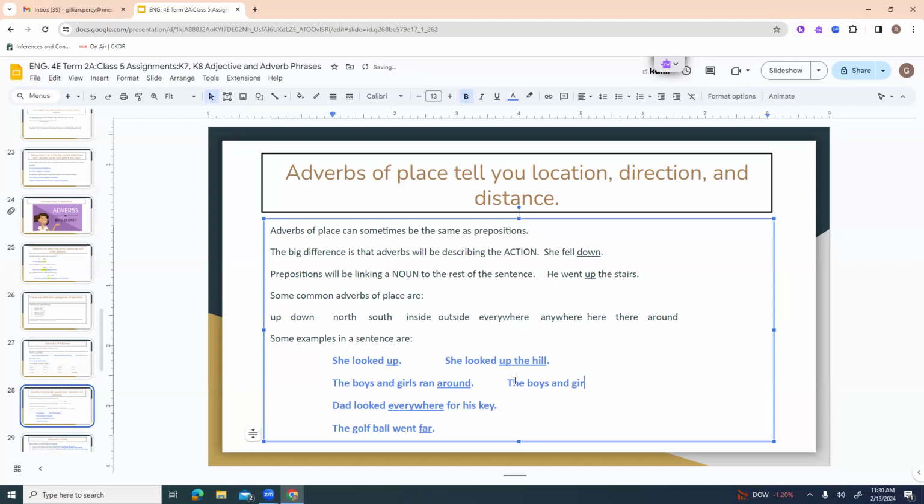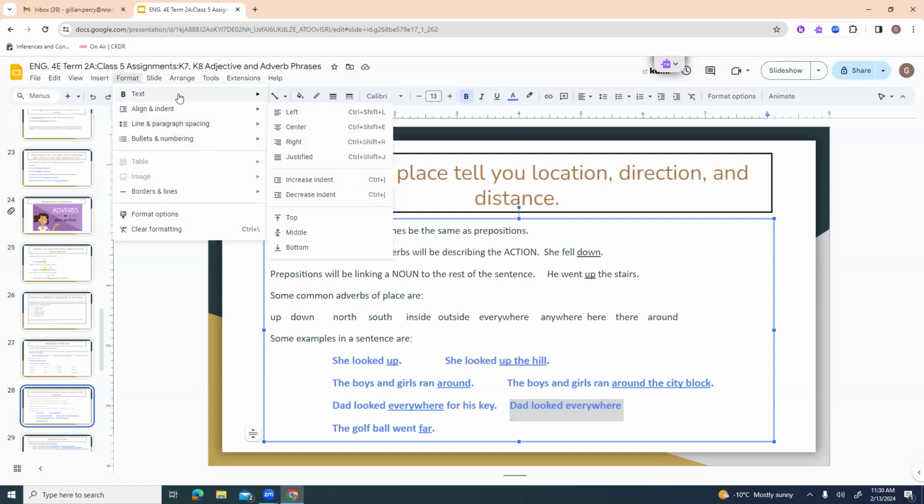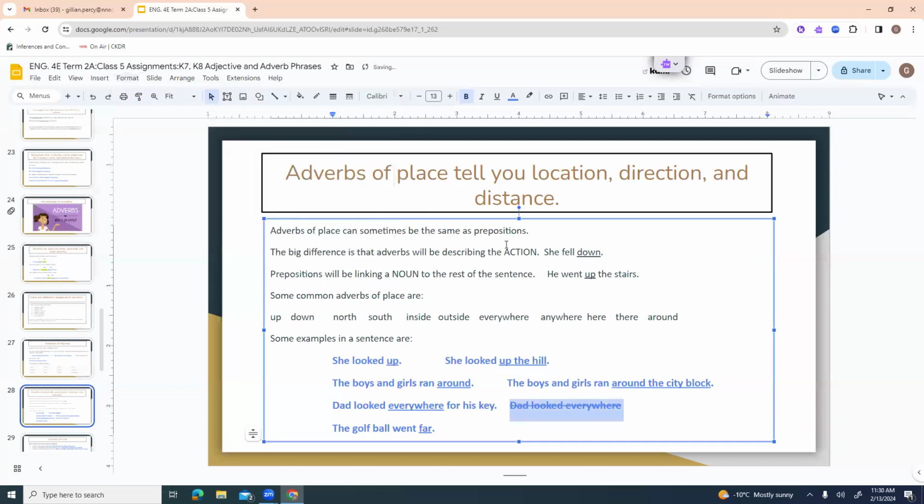The boys and girls ran around the city block. So around was describing ran. Now it's linking the words the city block to the rest of the sentence. Dad looked everywhere. Oh, now here, okay, for his key is already a prepositional phrase. So I'm not sure how I would turn the everywhere into a prepositional phrase as well. I'm sure there's a way to do it, but it doesn't leap to mind. So that one, because it's already got that coming afterwards, it's kind of hard to add one there.